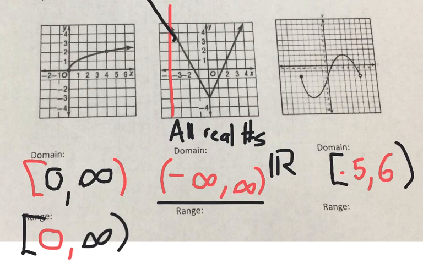What about 11? What would be my range for 11? -3 is the lowest y value. What's the highest y value? Infinity. And -3 gets a parenthesis or a bracket? Bracket. And infinity, parentheses.